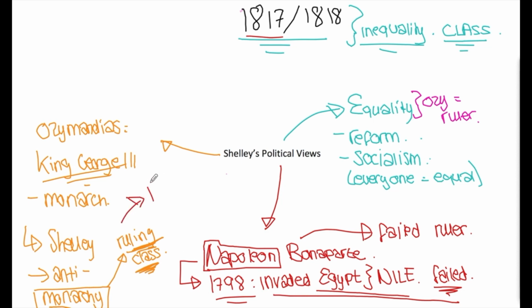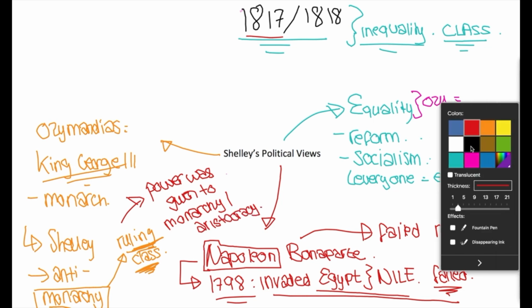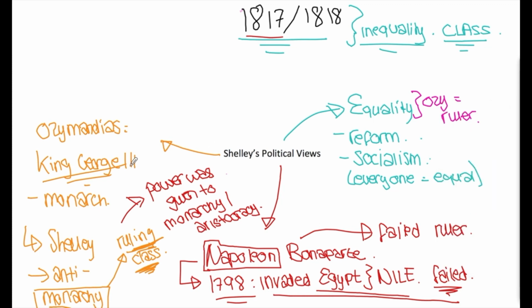So power was given to monarchy and aristocracy. So again, the monarchy were the top of the top. They were the highest ruling class. So Ozymandias could very well represent King George, who represents monarchy and a ruling class and kind of dictatorship or totalitarianism, which Shelley hated.